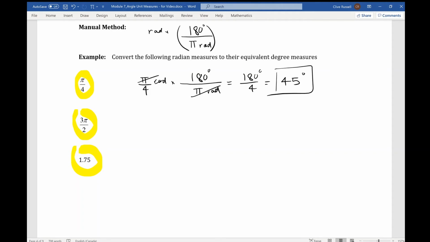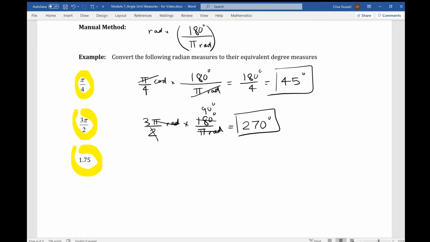All right. In this case, we have 3 pi by 2 radians. Again, we multiply by the unit factor 180 degrees by pi radians. Again, the pi radians go. You're left with 3 times 180 divided by 2. You could plug this in your calculator, or you could say 2 into 180 is 90 degrees, and then 3 times 90, it's 270 degrees.